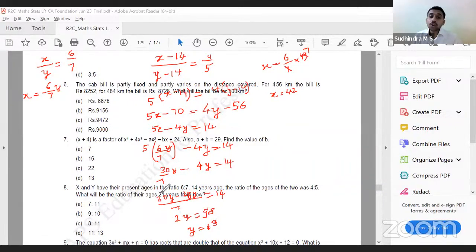They want the ratio of ages 21 years from now. So 21 years from now, what would be the age of x? 63. Age of y? 70. 63 is to 70. 7 nines are 63, 7 tens are 70. 9 is to 10.